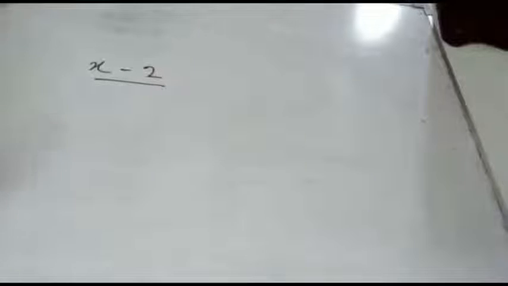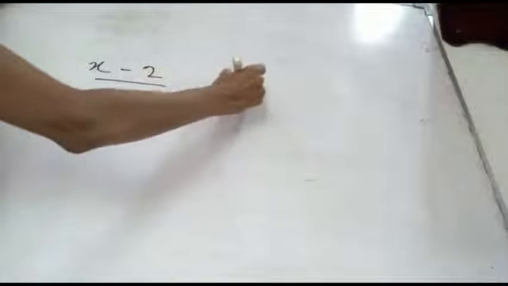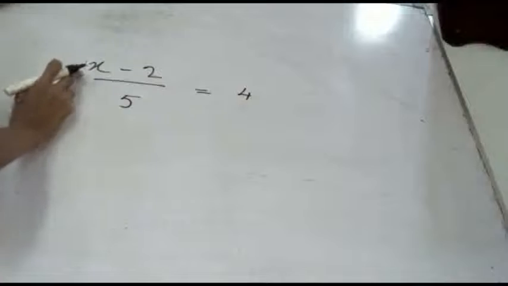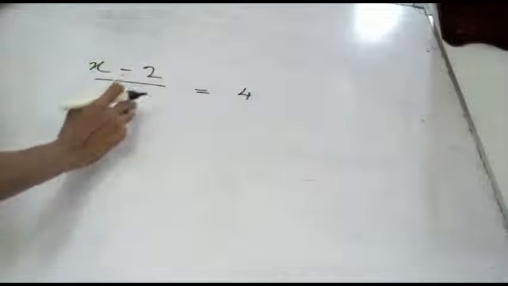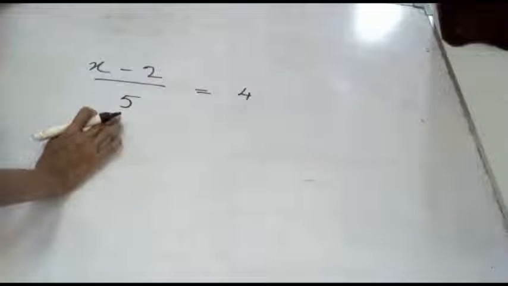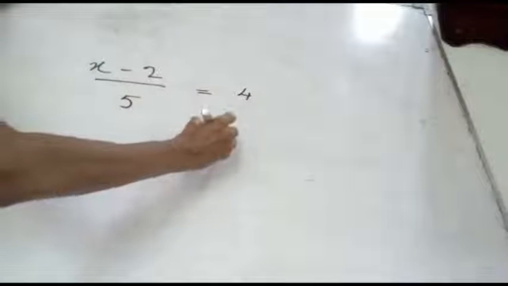Linear equations with fractions. (x − 2)/5 = 4. Here x − 2 is divided by 5. Then both sides multiply by 5.